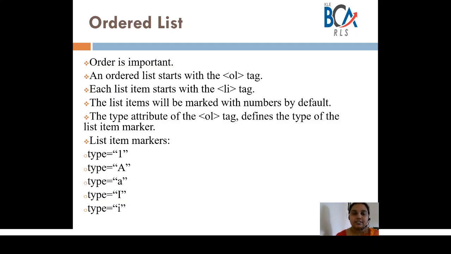Example, your attendance. In your college, when they take attendance, it is according to the roll number. So there is a particular order in which they take the attendance. So your attendance could be taken as an example of an ordered list.